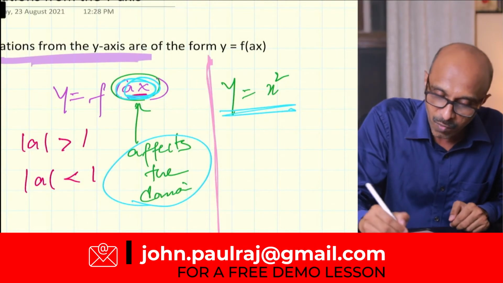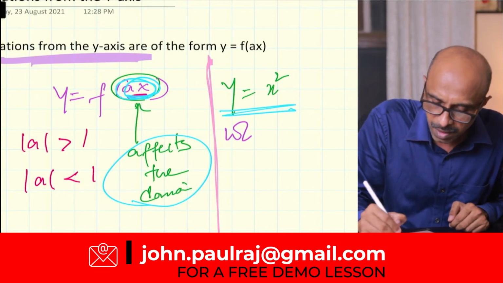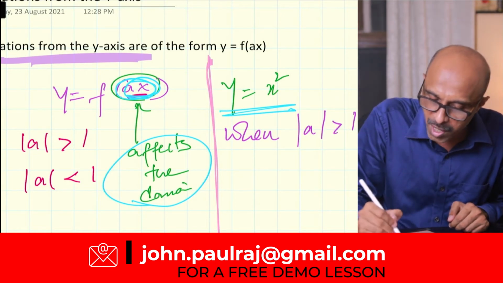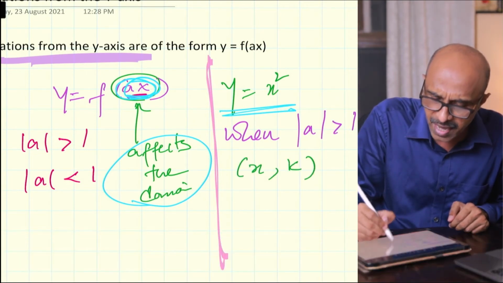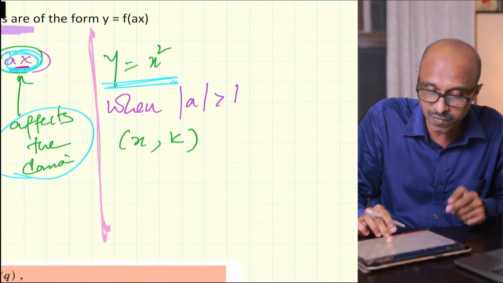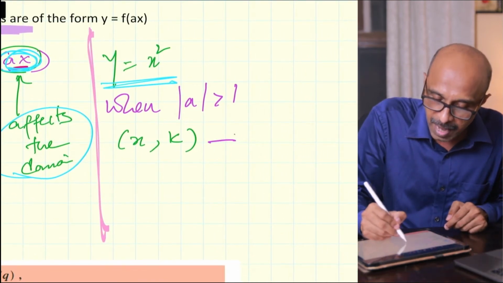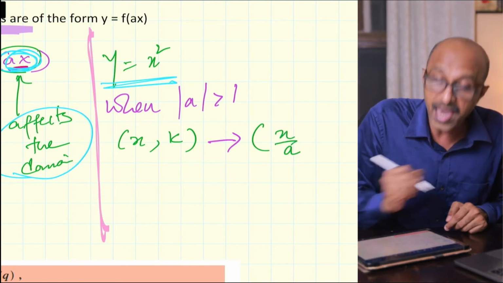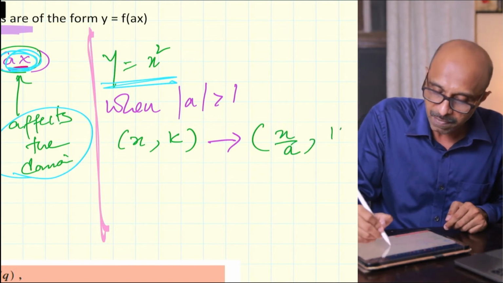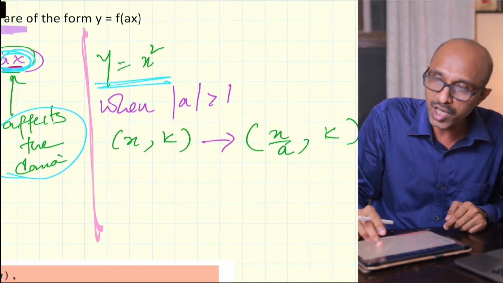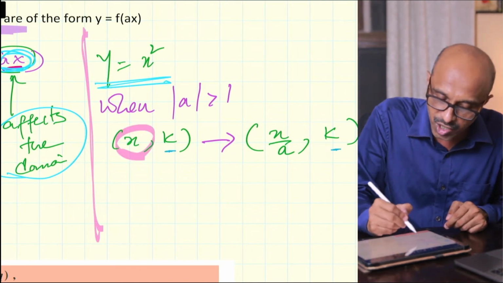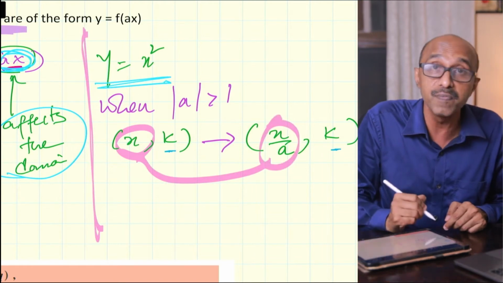So what we saw was when the absolute value of a is greater than 1, the point with coordinates x and any k, where k is constant (the k we took was 4), became (x divided by a, k). The k remained constant. Remember, there was no change to the y values. It was only the x value that underwent a change, and the change was x divided by a.